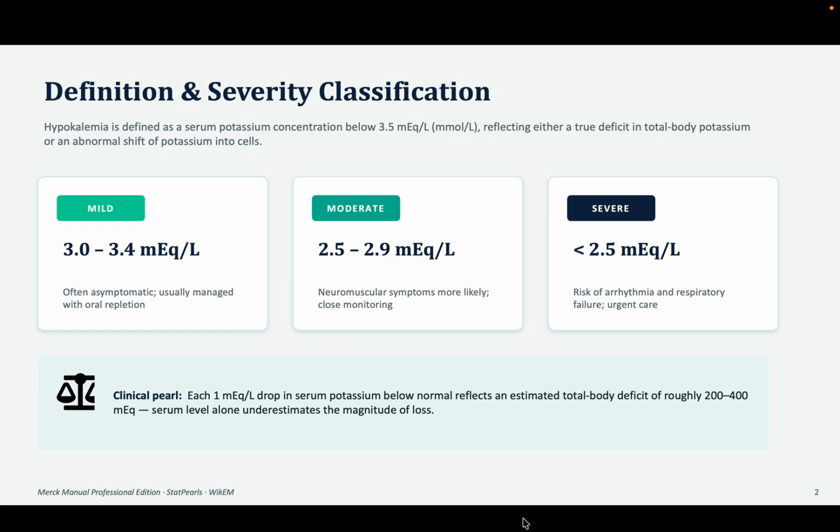Mild hypokalemia is potassium level 3 to 3.4. Moderate is 2.5 to 2.9, and severe is less than 2.5.